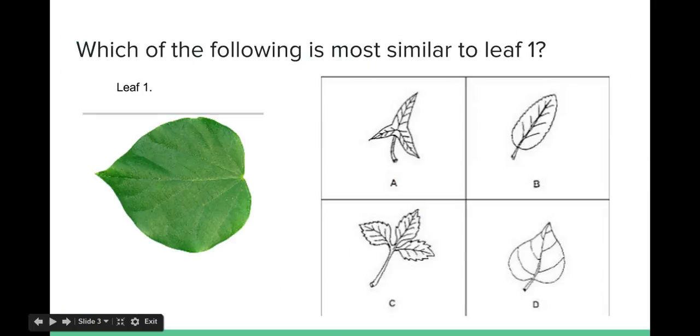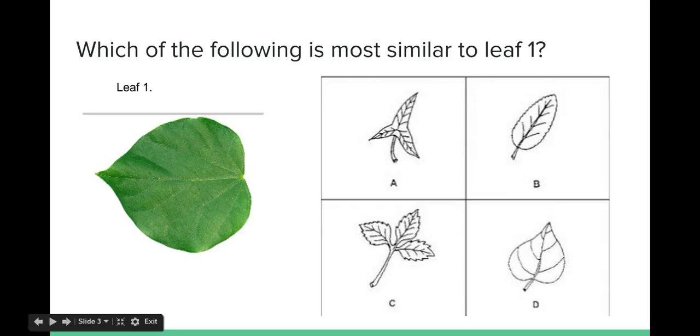For example, this question says, which of the following is the most similar to leaf 1? I know that the word similar means the same. So here I'm going to look at leaf 1. I see it is wide. It has these veins going down the side. So now I look at my answer choices.